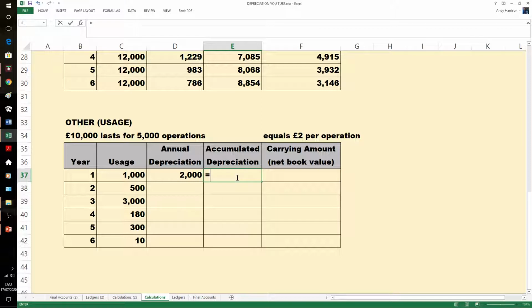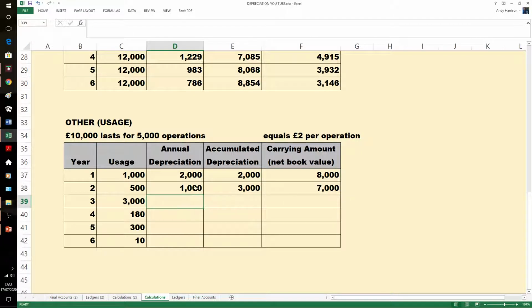This one, of course, works exactly the same way. First year, it's only the first total, and then I'm going to type it in now. Well, the cell reference, it's now worth 8,000. So next year we've only used it 500 times, so it's only £1,000. And then of course we've got the same process plus the next year's depreciation and all the way down.